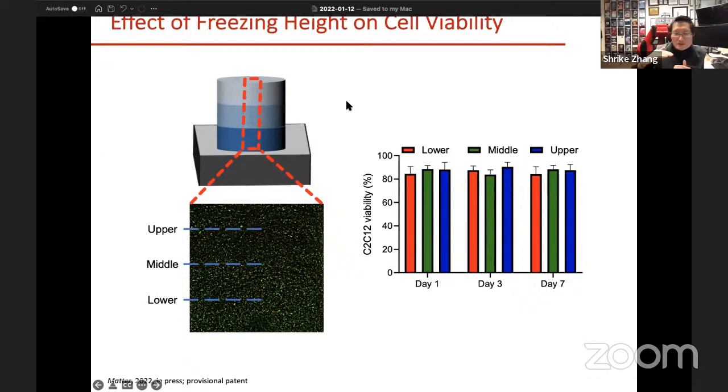So now if you print a structure that has a pretty thick profile, even if you look at cell viability across different layers, there's not much difference across different layers in terms of their viability, indicating that during the whole freezing process, the cells are basically protected across the entire thickness of the structure that you print or cast.